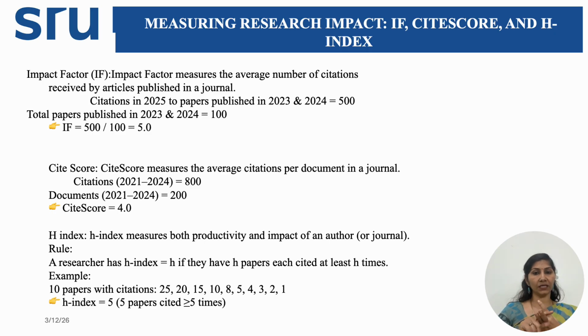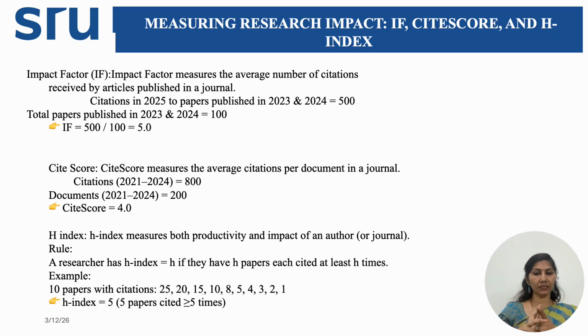Next, coming to the H index, it measures the productivity and the impact of the journal. It may be somewhat difficult to understand. For example, if you have 5 papers published in a journal and each has some citations: the first paper has 5 citations, the second paper has 6 citations, and all the other 3 papers have 1 citation. Now your H index will be 2.